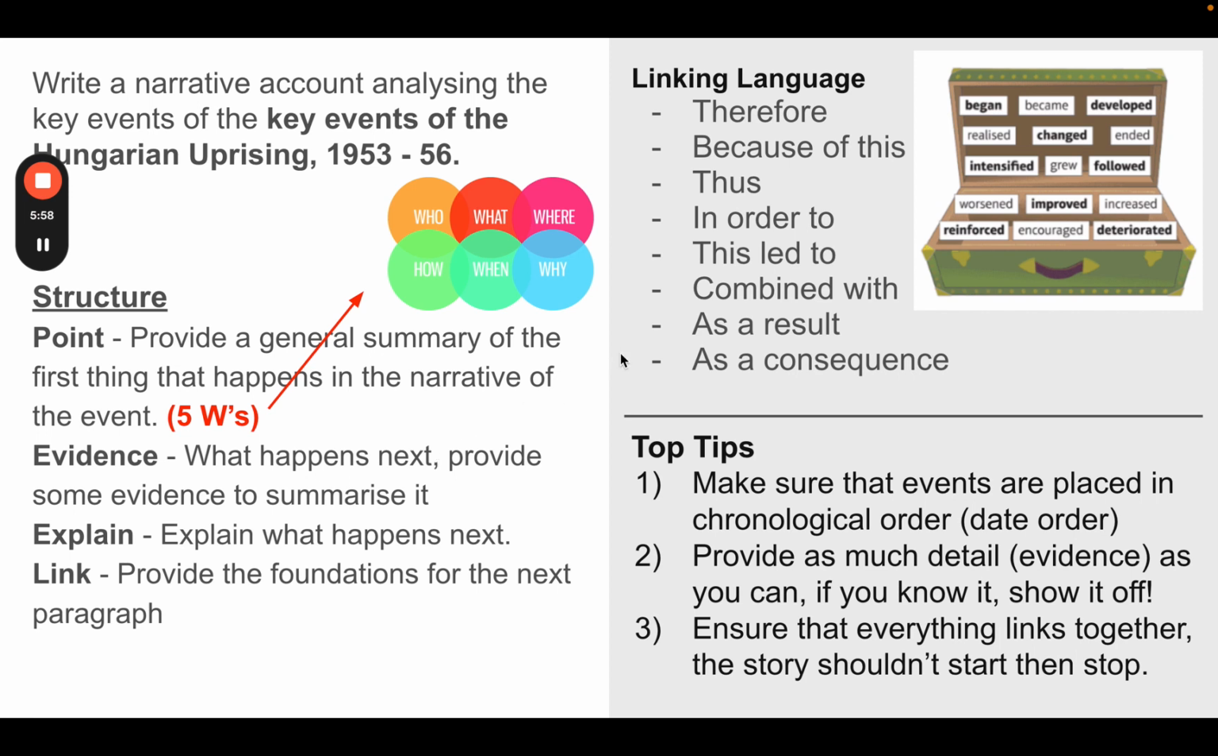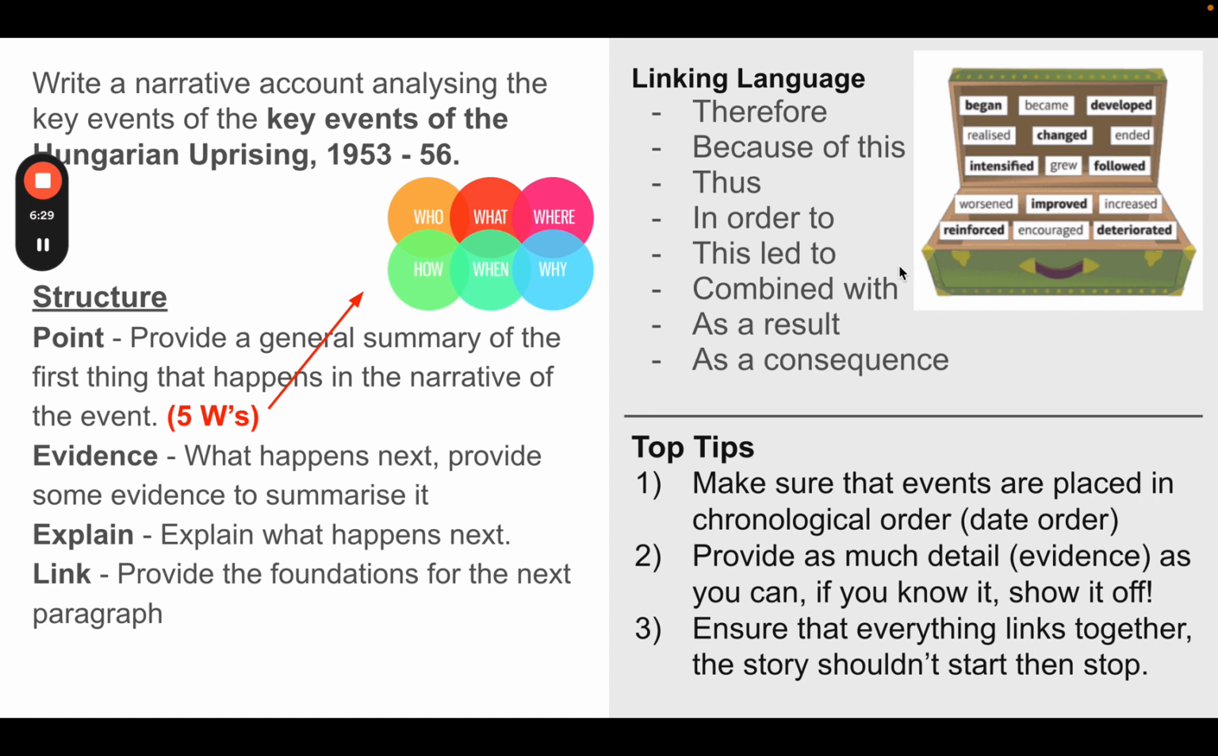You want to be including words such as therefore, because of this, thus, in order to, this led to, combined with, as a result, as a consequence. In addition, when you are analysing the event, to be able to actually analyse it, words like began, became, developed, realised, changed, ended, all of these words kind of work in contributing to that analysis.